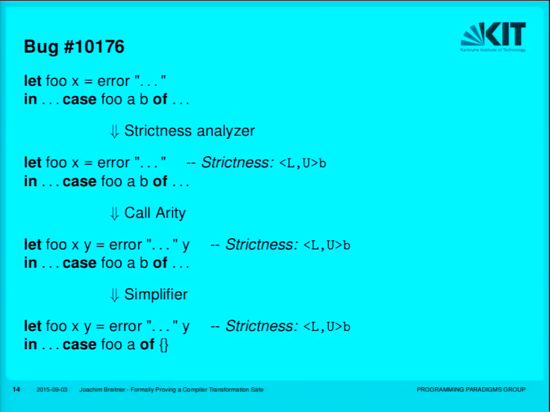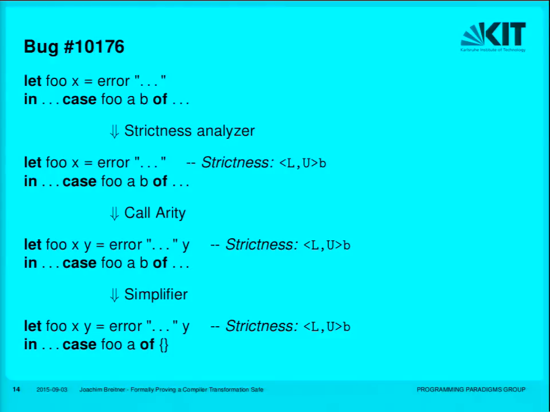So we fixed it for 7.10. The fix was that Call Arity would simply not eta-expand beyond the number of arguments that occur in such a strictness signature if it's there. The safety proof still holds for the modified program because the safety proof only requires the code to do not too much eta expansion, so it's always okay to do less. It's always safe to eta-expand less.